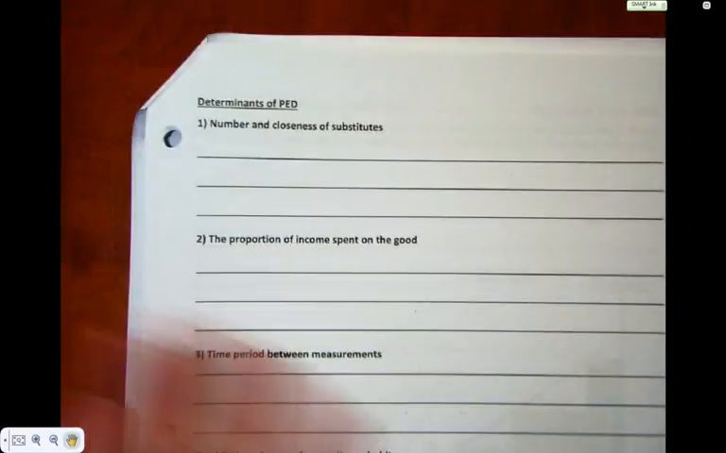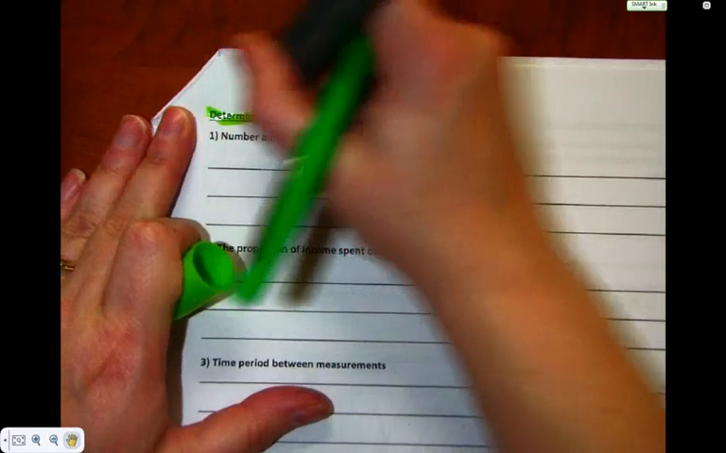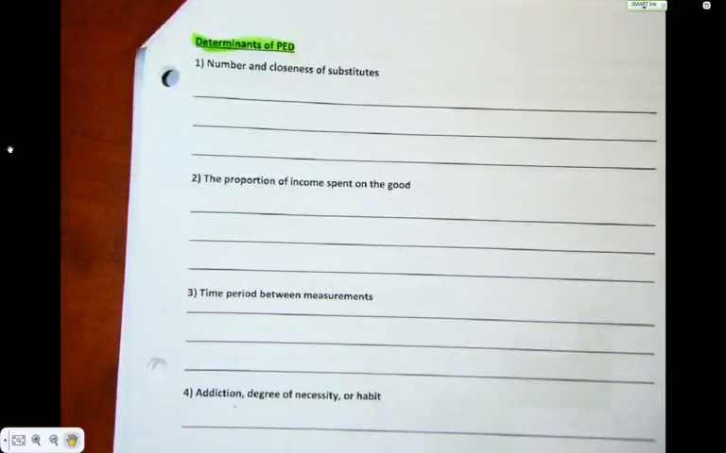So what causes PED? That sounds like it's a disease. We looked at determinants of demand changes. We looked at determinants of supply changes. Now determinants of PED.